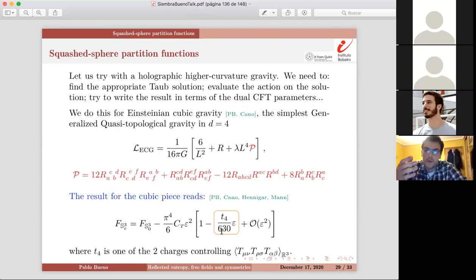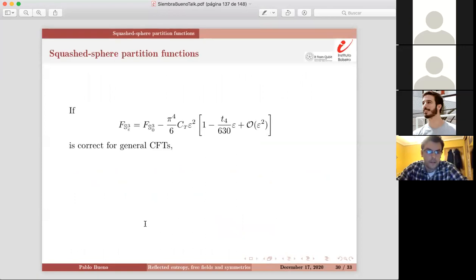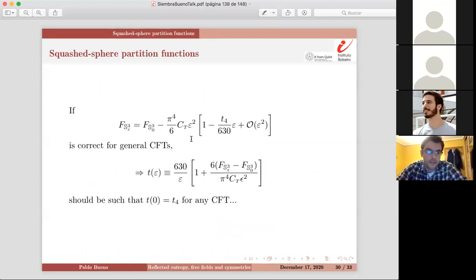So at this point, one may wonder, okay, is it possible that this result is in fact general, that it holds for all possible CFTs, where of course you need to plug the values of C_T and t4 and F_S0 for the corresponding CFT? And well, if that's correct, then a way to prove that is to test it in case you have these two things, for instance, numerically, which was the case that I'm going to tell you about in a moment. Then you can just solve this expression for t4, and if this thing is correct for general CFTs, then this function should cross 0 at the value of t4 for any CFT that one may consider.